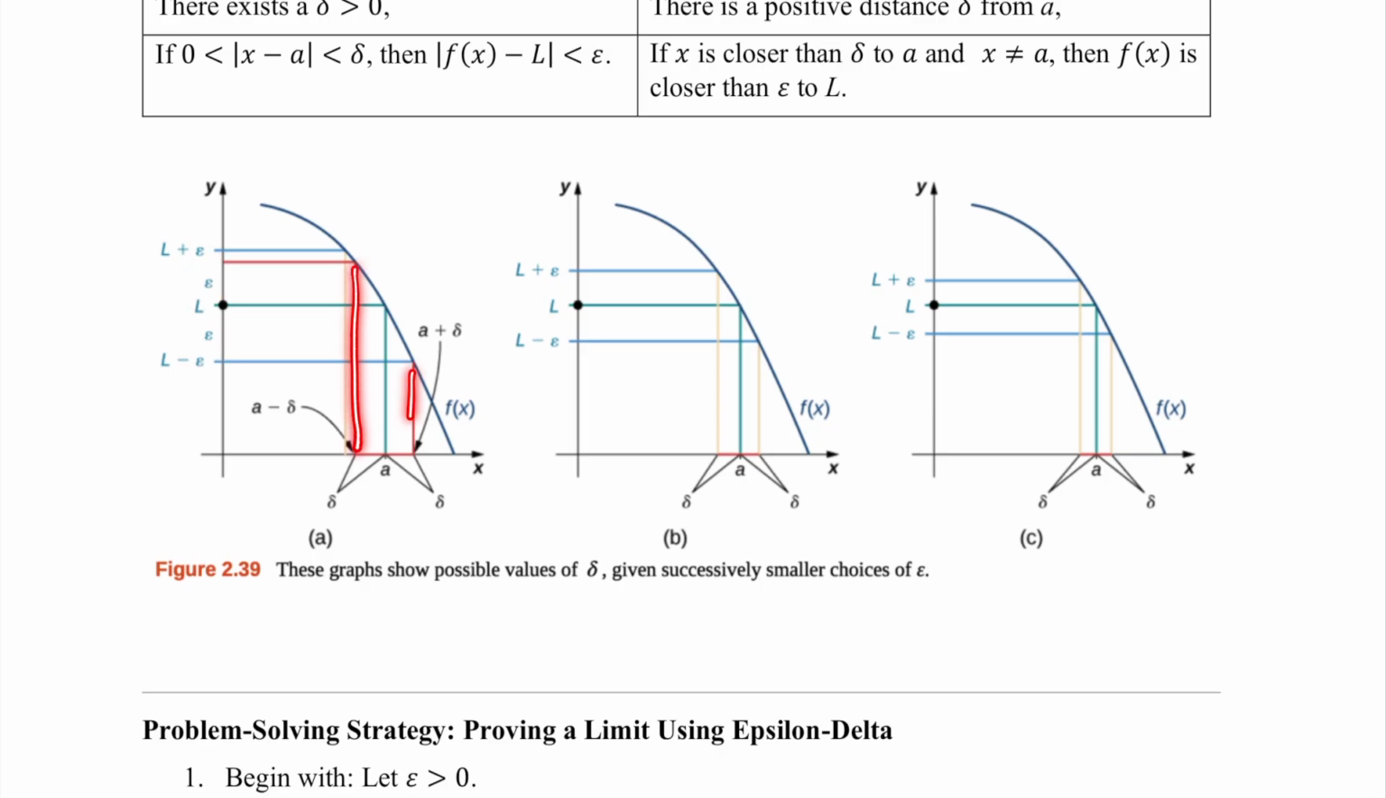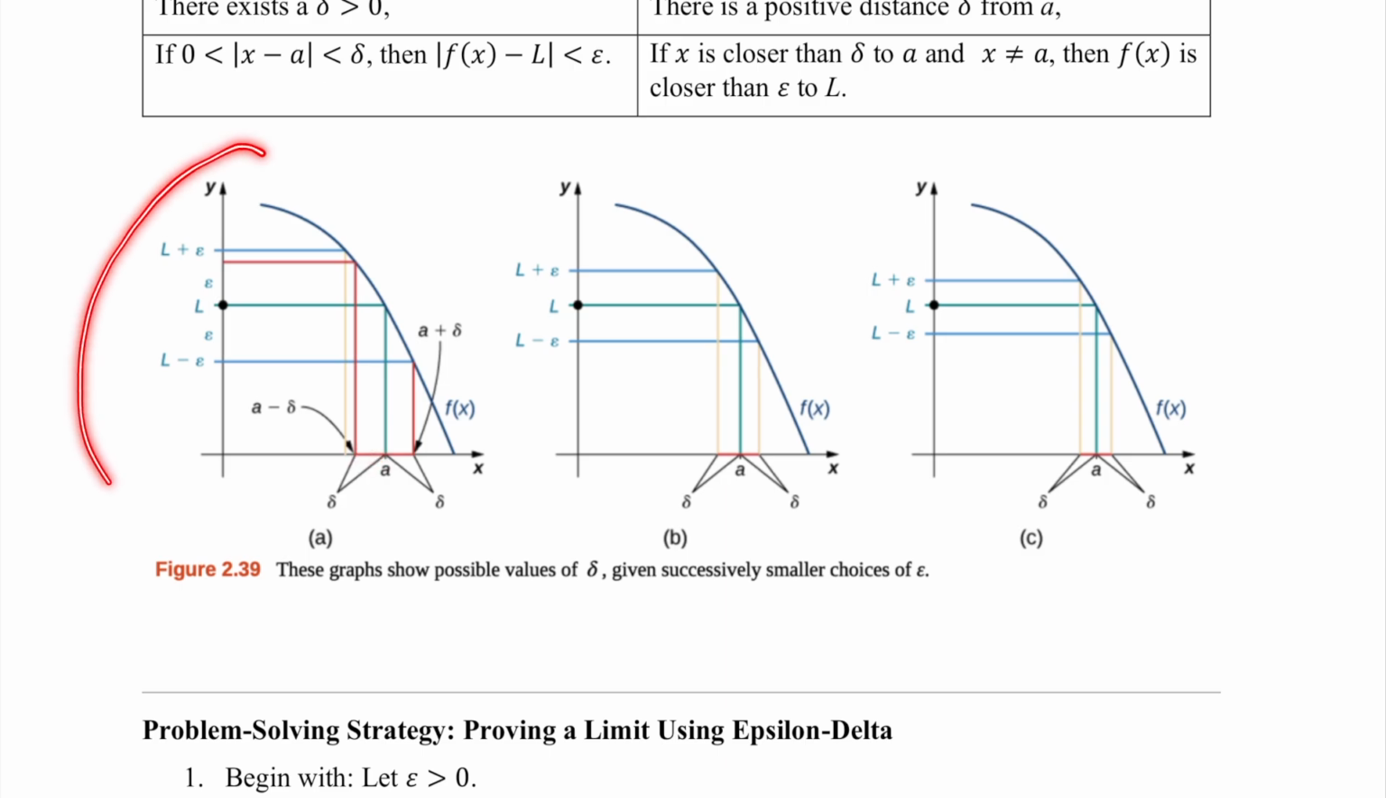These two red vertical lines form the delta strip. This shows how close x must stay to A. Delta controls horizontal restriction. If x stays inside this delta strip, then f of x stays inside the epsilon band. That is the definition in picture form.